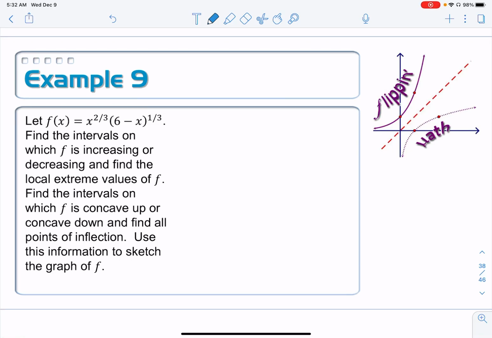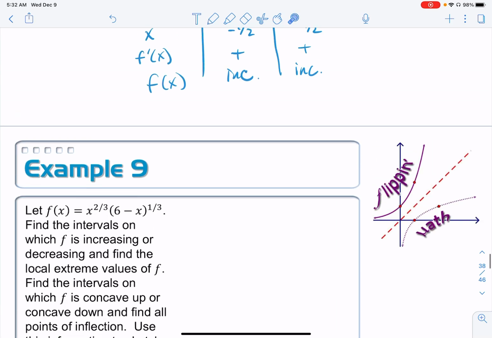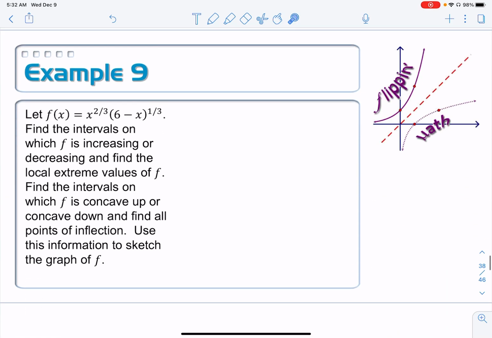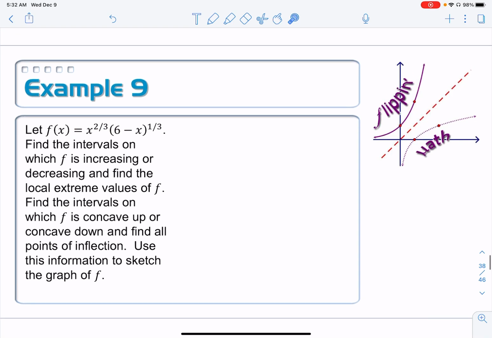On this final example, we're going to try to put all of the pieces together and graph a rather unusual function. Something, of course, you would have done in like an Algebra 1 class for sure. Okay, we got f of x equaling x to the 2/3 power times x minus 6 minus x to the 1/3 power. Find the intervals on which f is increasing or decreasing.